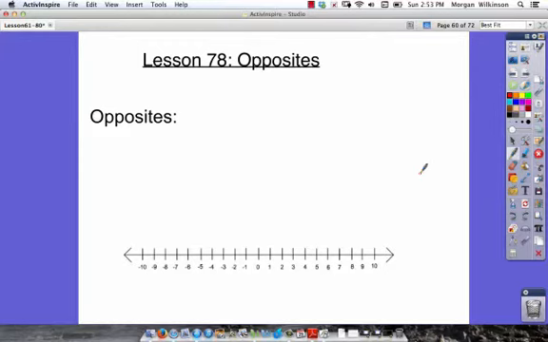Lesson 78 is about opposites, and our key vocabulary word for this lesson is opposites. Now, in order to define opposites, we'll have some numbers written eventually, but a number line will be very helpful for you when you define this. Please pause the video now for a moment so you can draw out this number line.